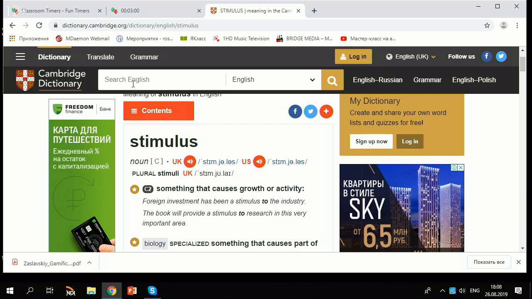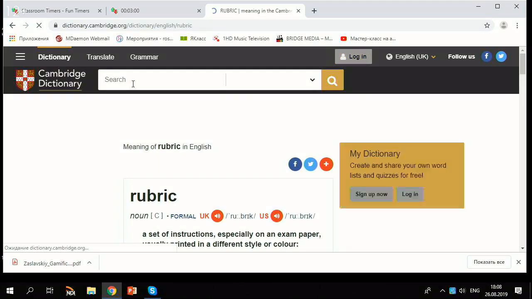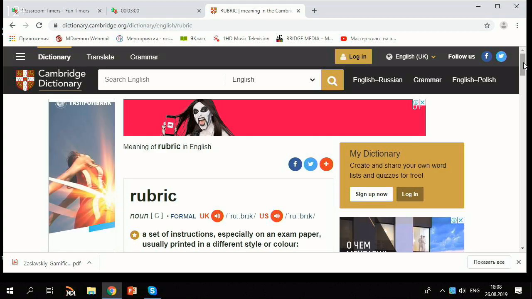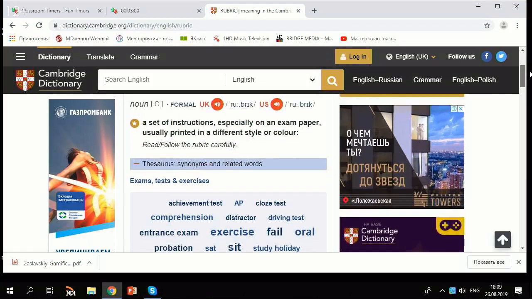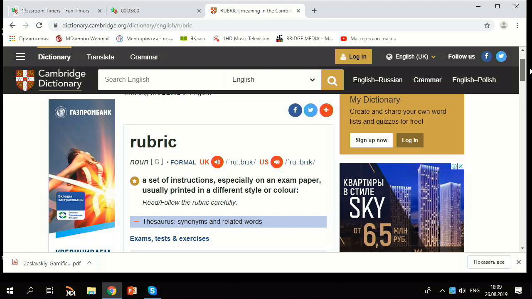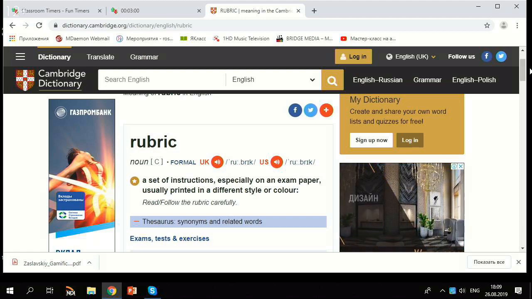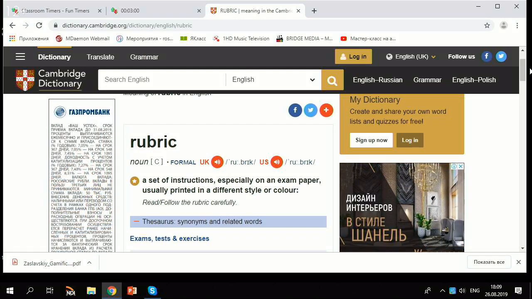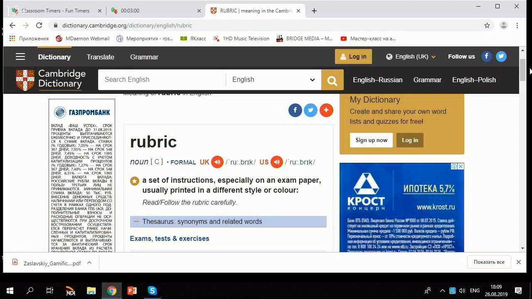And another word, rubric, that we started with. Is rubric graded in here? No, the word rubric is not graded, which is surprising, which means that the word stimulus is more often used than the word rubric.